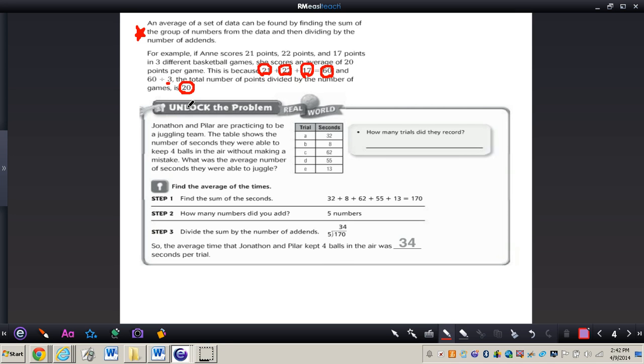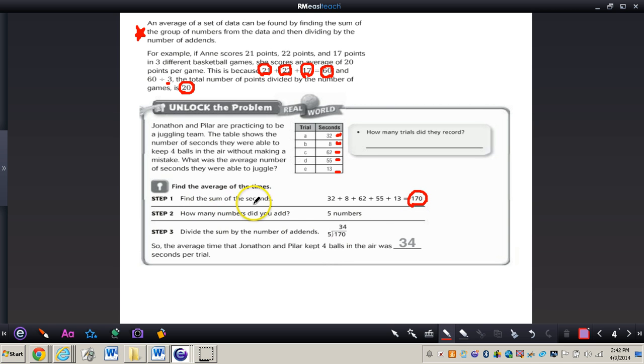Okay, let's take a look at the unlocking the problem in the middle of the page. It says Jonathan and Pilar are practicing to be a juggling team. The table shows the number of seconds they were able to keep 4 balls in the air without making a mistake. What is the average number of seconds they were able to juggle? So first of all, in this step we have all the different totals here. What we do first is add all of these totals together. We want to find the sum of the seconds here. We had 32, 8, 62, 55, and 13, giving us a grand total of 170.